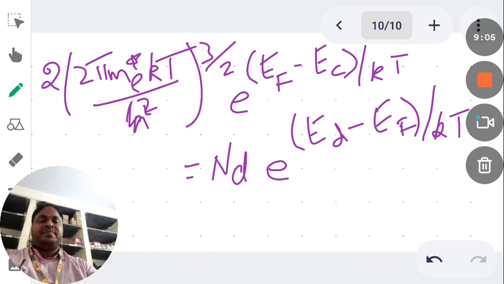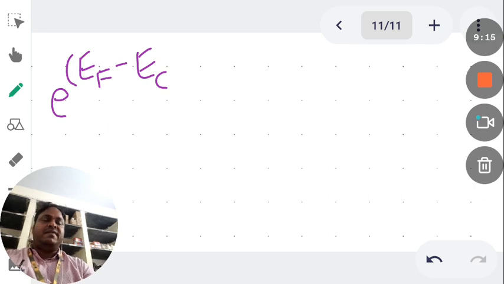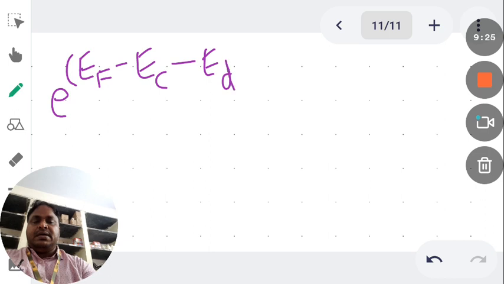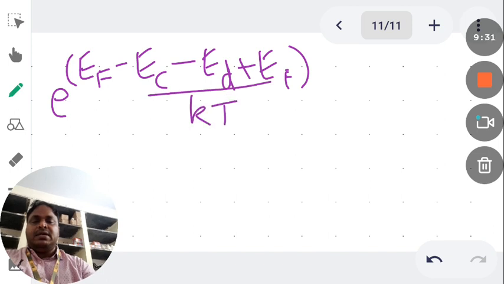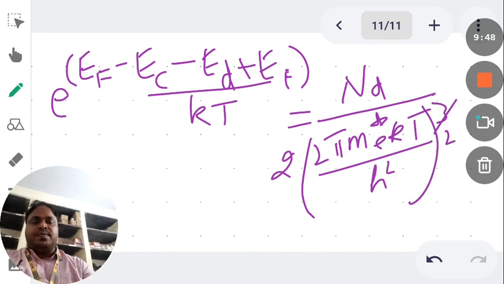So e power EF minus EC, so that side you have, in the right hand side you had ED minus EF, so let's take it as minus ED plus EF, right, by KT, and it's equal to ND divided by 2 into 2 pi me star KT by h square power 3 by 2. Right? Now let's solve this.